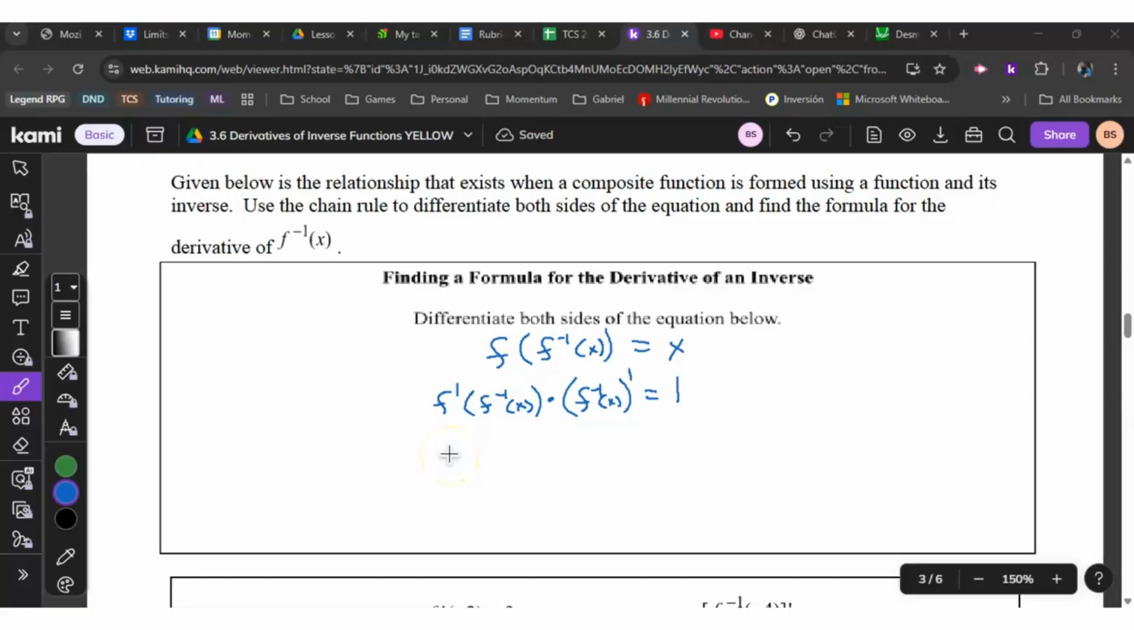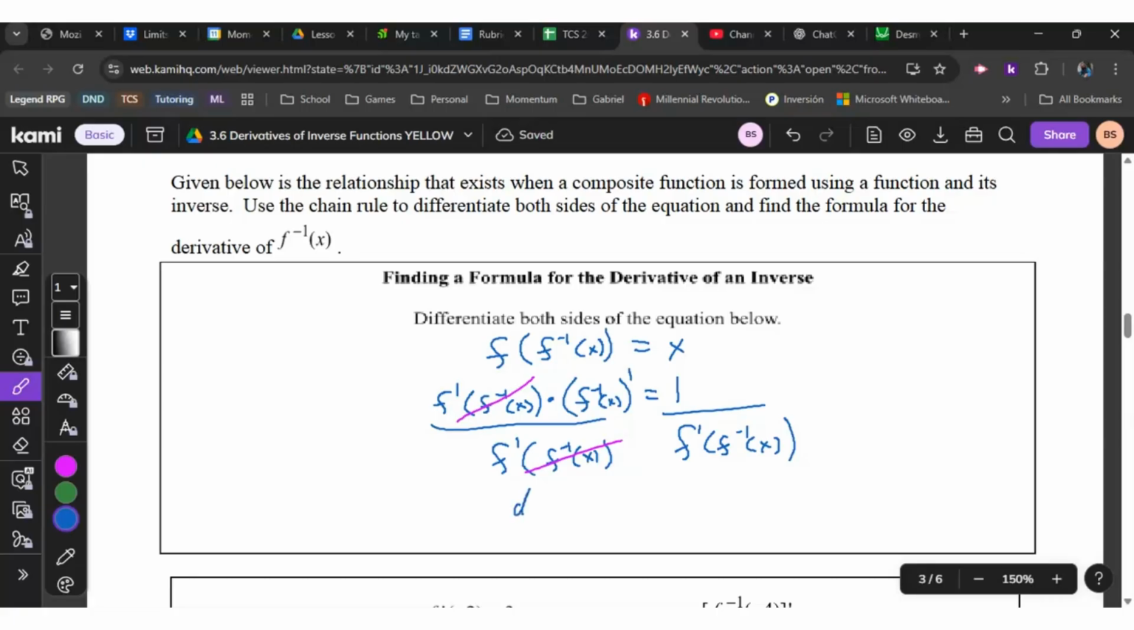We were trying to figure out what the derivative of F inverse is, which means that I need to divide both sides now by F prime of F inverse of X. Why? Because we're trying to solve for the derivative of the inverse. That's what we're trying to find. So these cancel. And why did you divide by that? Because that's how I get F inverse prime by itself.